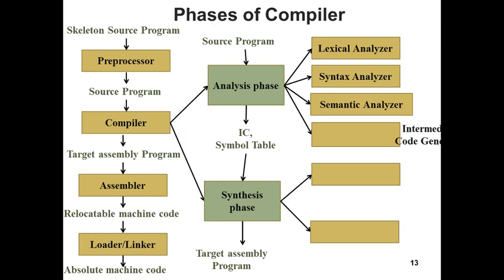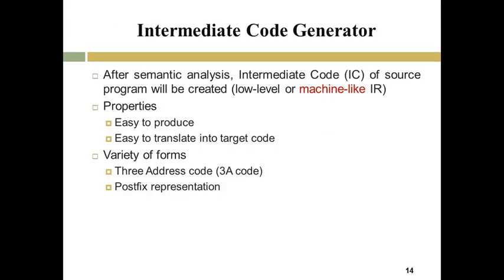The next phase in the analysis phase is the intermediate code generator. It takes the meaningful parse tree generated by the semantic analyzer as input, and generates an intermediate code representation of that input. Intermediate code is a low level or machine-like intermediate representation of the source program. It is not exactly machine code, but it is a compact representation of the source program.